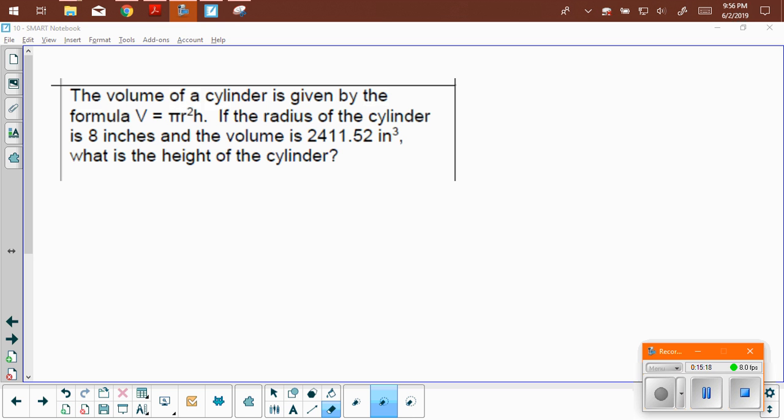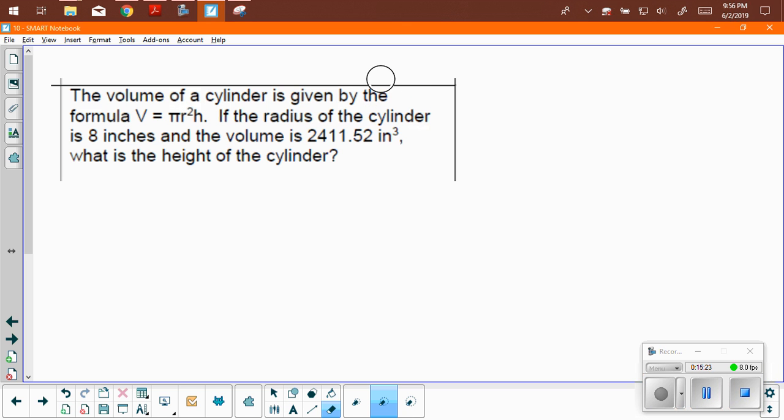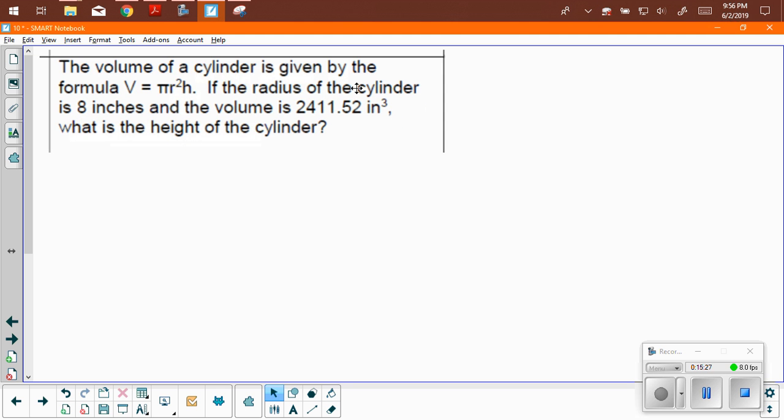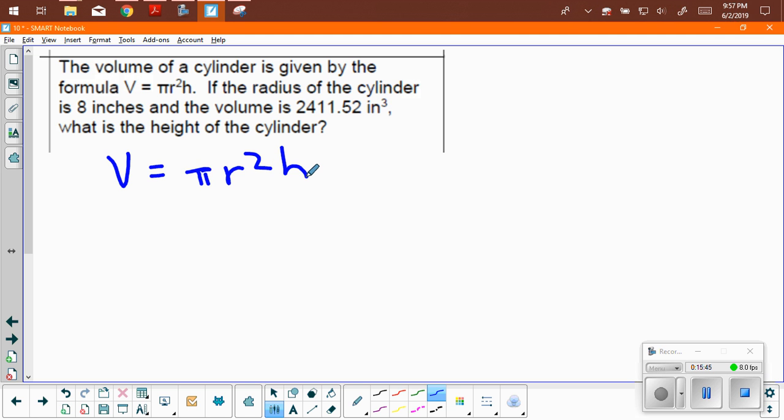The volume of the cylinder is given by the formula volume equals pi r squared h. If the radius of the cylinder is 8 inches and the volume is 2411.52 cubic inches, what is the height of the cylinder? So again, this worksheet was very nice to you because it gave you the formula again. Volume equals pi r squared h.